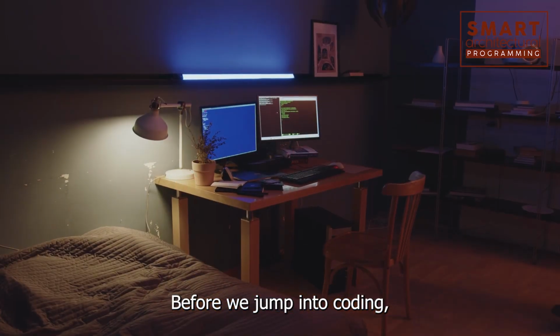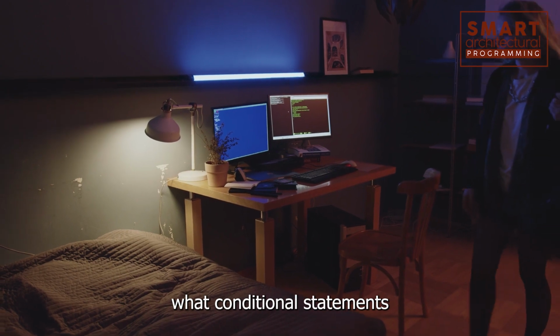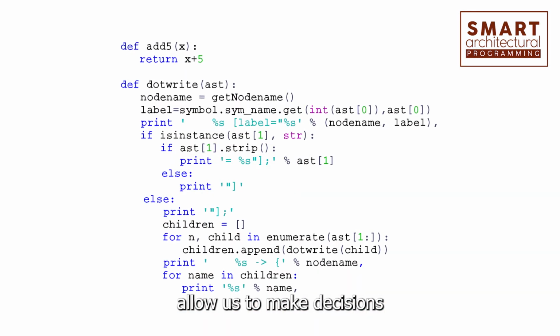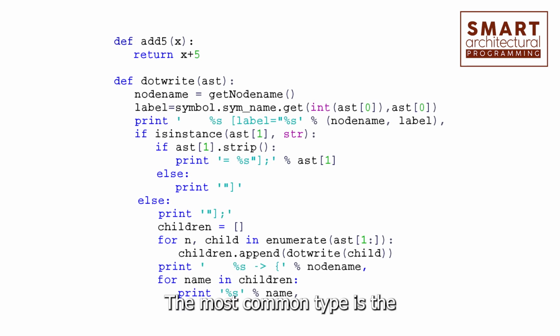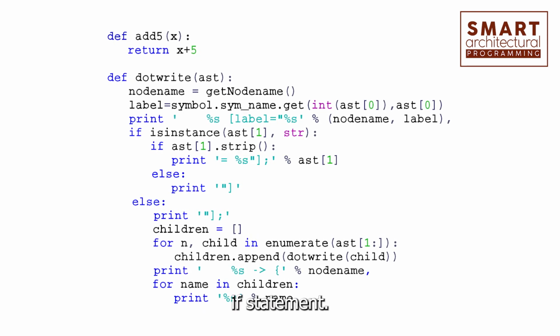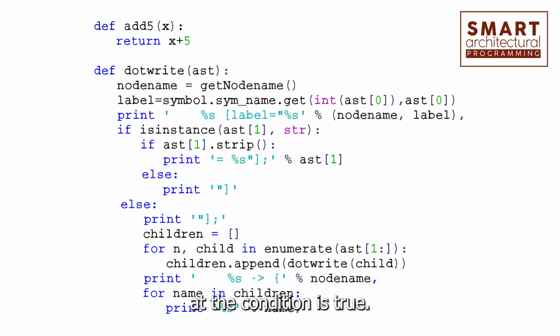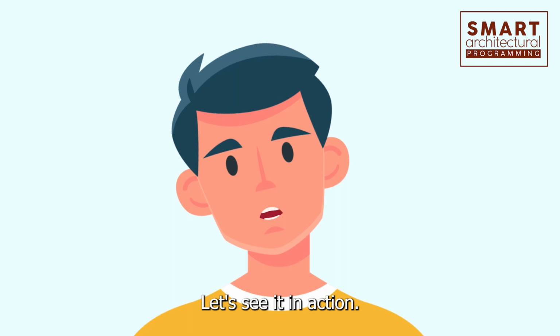Before we jump into coding, let's quickly recap what conditional statements and loops are all about. Conditional statements allow us to make decisions in our code. The most common type is the if statement. It evaluates a condition and executes a block of code if the condition is true. Let's see it in action.